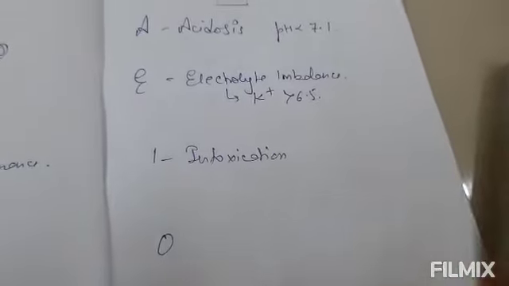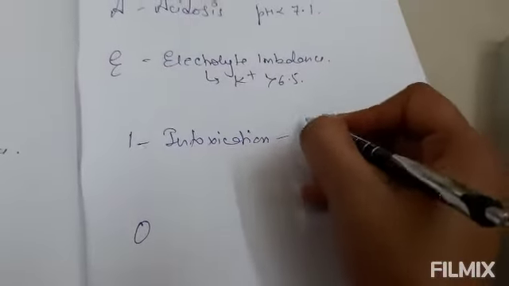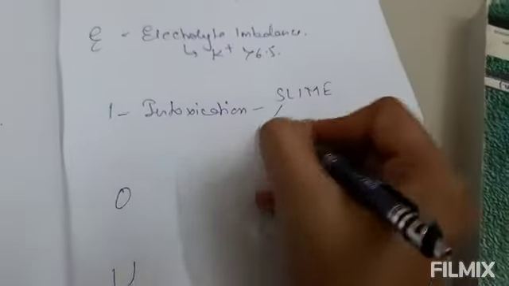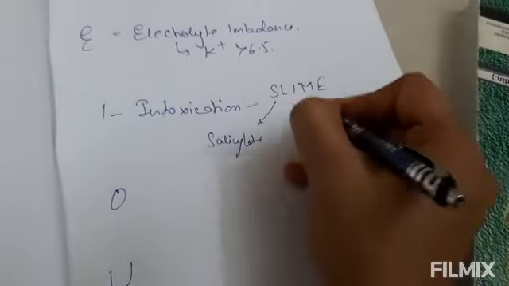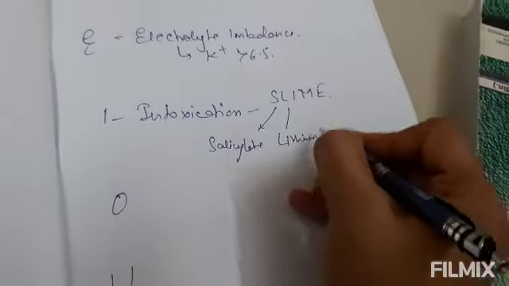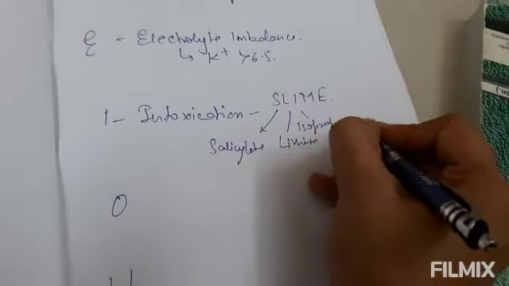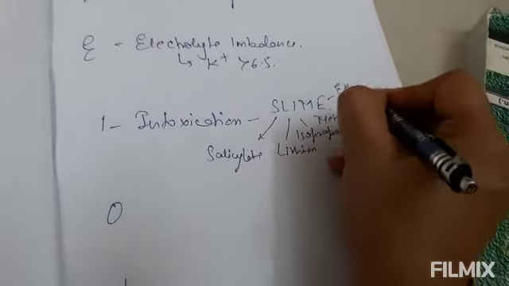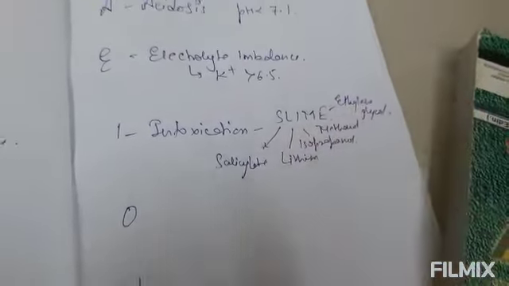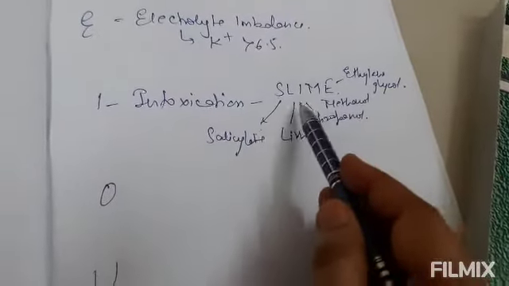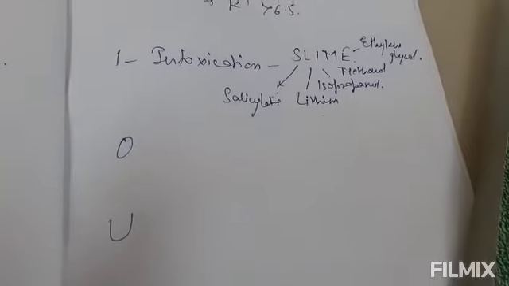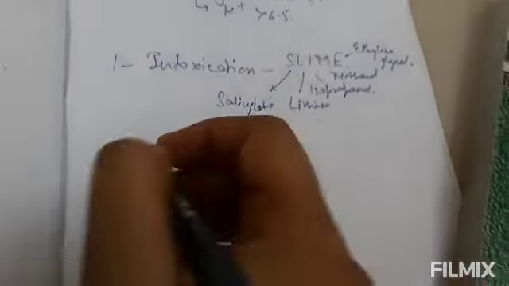Various intoxications are indications for dialysis, and you can remember them by the mnemonic SLIME. S for salicylate, L for lithium, I for isopropanol, M for methanol, and E for ethylene glycol. I repeat once more: S for salicylate, L for lithium, I for isopropanol, M for methanol, E for ethylene glycol. If you are encountering any of these intoxications, then the patient needs dialysis.